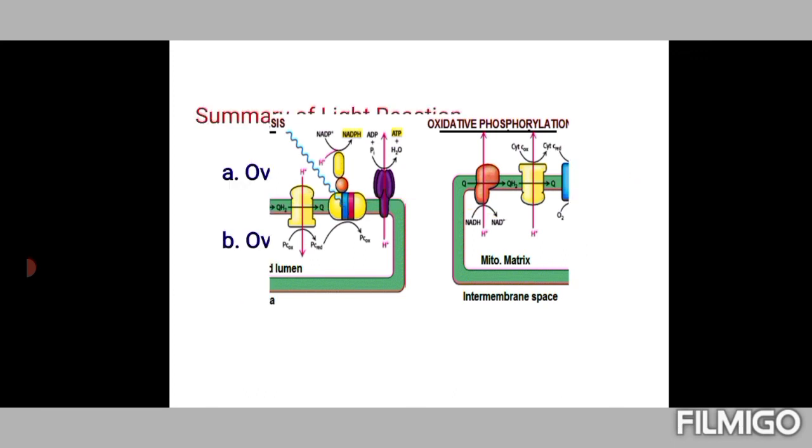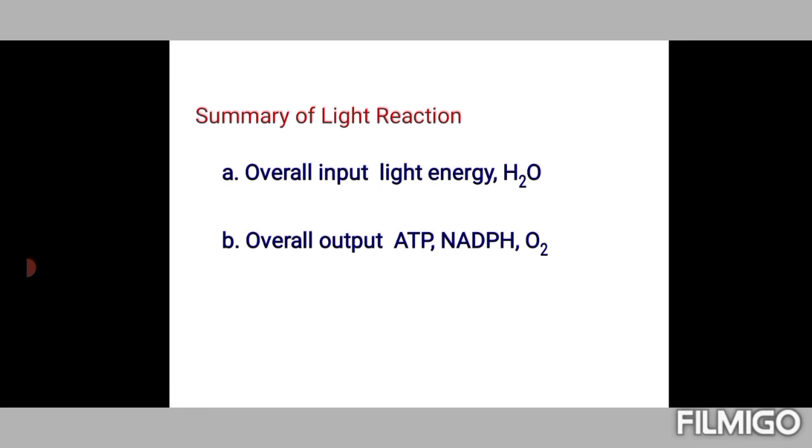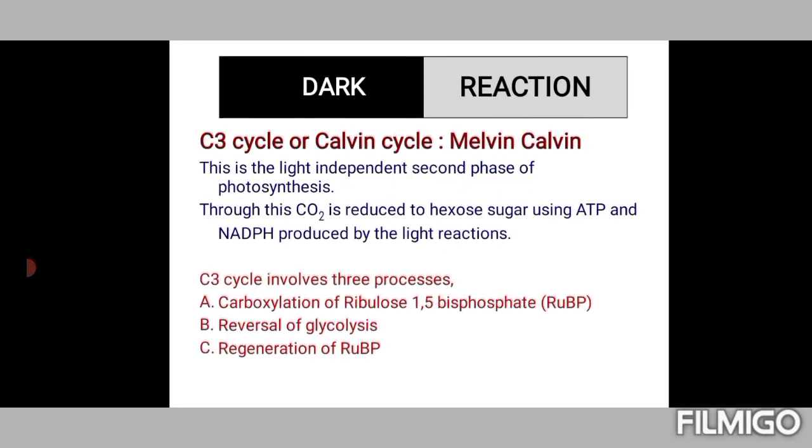Now the summary of light reaction: the overall input is light energy and water. The overall outputs are ATP, NADPH and oxygen. And the basic strategy followed by plants was that the ATP and NADPH are produced during light reaction, then they are used up during dark reaction.